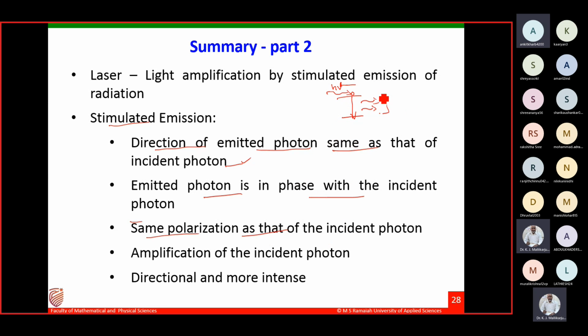Whenever all these photons are moving in phase, I can amplify them, and that is the amplification of the incident photon. We will consider how we do that in the next slide or the next class. Amplification can be done whenever these photons are in phase. Since all of them are moving in the same direction, they form a directional property. Whenever they have directional property, I can make them concentrate at one particular target. The intensity of the light is dominantly high for laser compared to ordinary light. Okay, guys, got it up to this point?